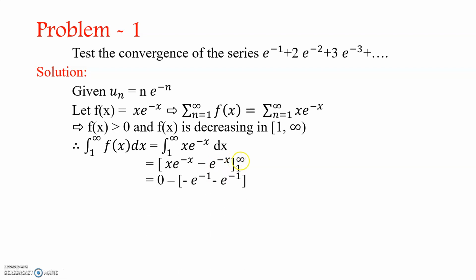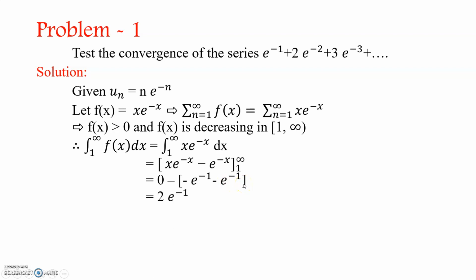Now applying the upper limit, e power minus infinity value is 0. e power 0 value is 1, but here 0 into anything is 0, so this term is fully equal to 0. Then this is also e power minus infinity, which is 0. Next, applying the lower limit, that is upper limit minus lower limit, so minus e power minus 1, then here it becomes plus e power minus 1.